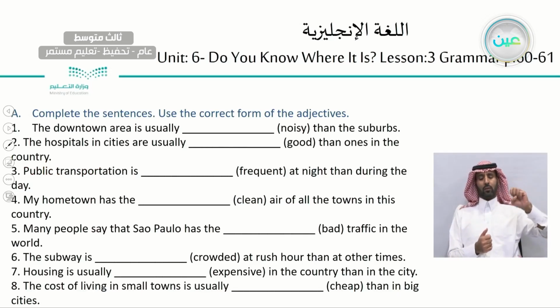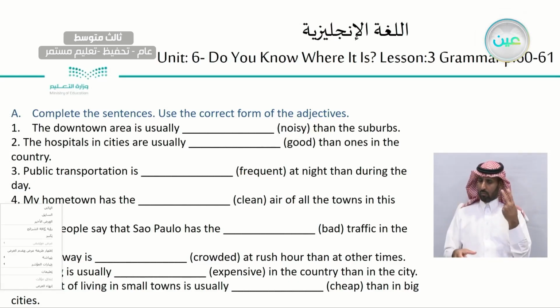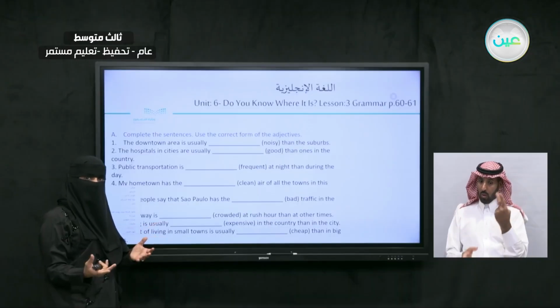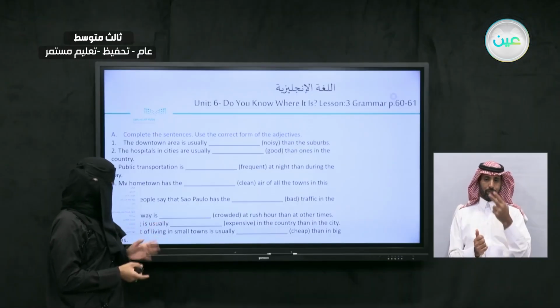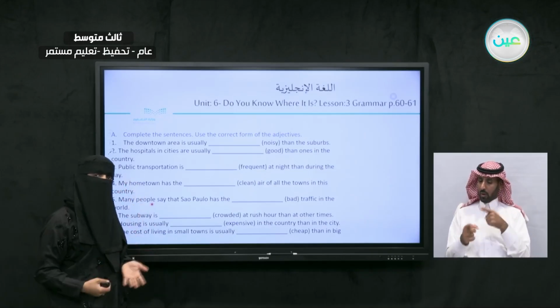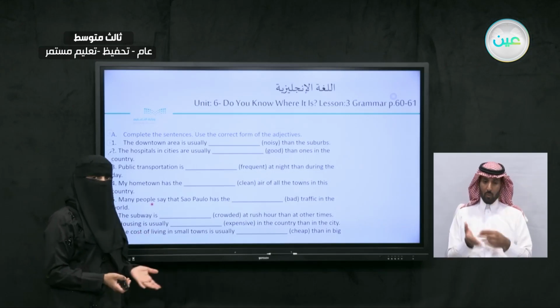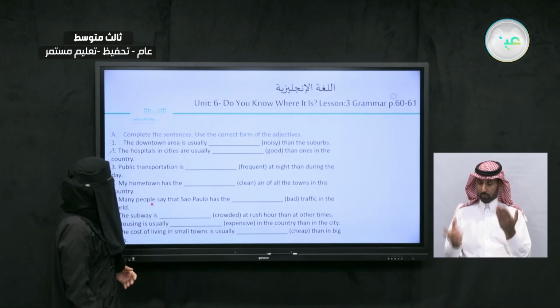Can you look at exercise A? Complete the sentences. Use the correct form of the adjective. You have the adjectives here between brackets. You have to think, are we comparing between 2 things? Can you see than? If you see than, then we use the comparative form. If you can't see it, are we comparing between one thing and other things? Okay, think about it. Pause the video, discuss it with your friend, write down the answers using a pencil, talk to your friends. Why did you use the comparative? Why did you use the superlative? And then let's see the answers together.